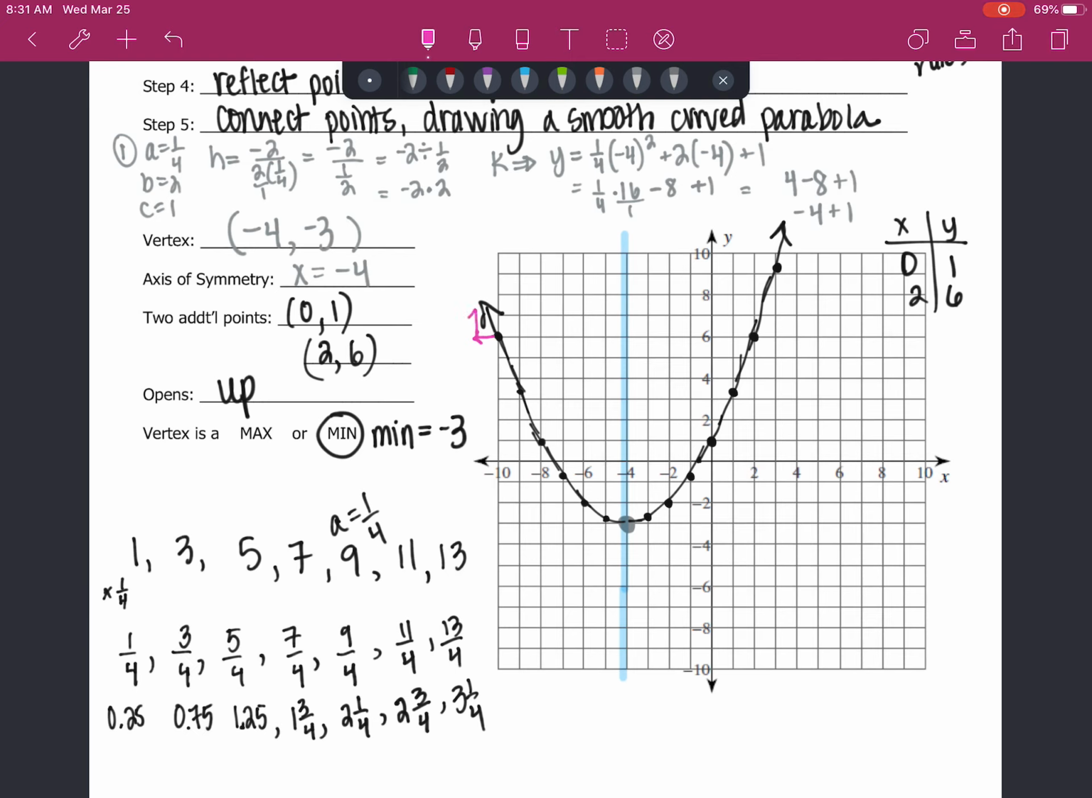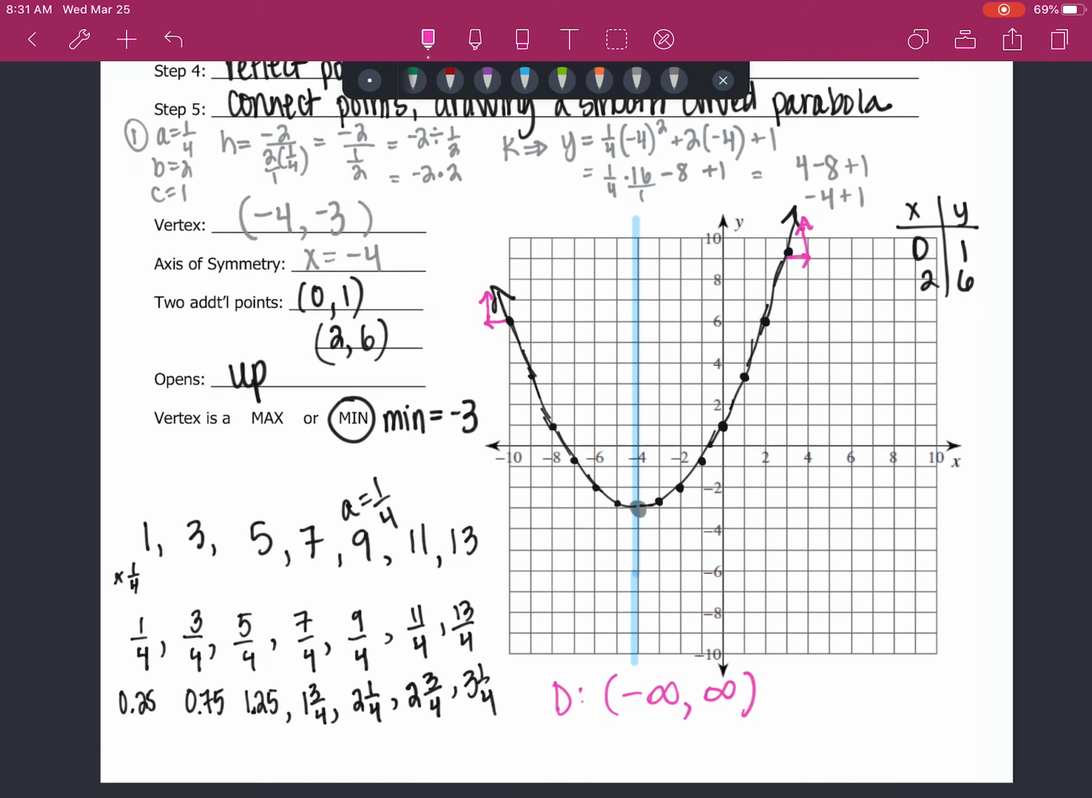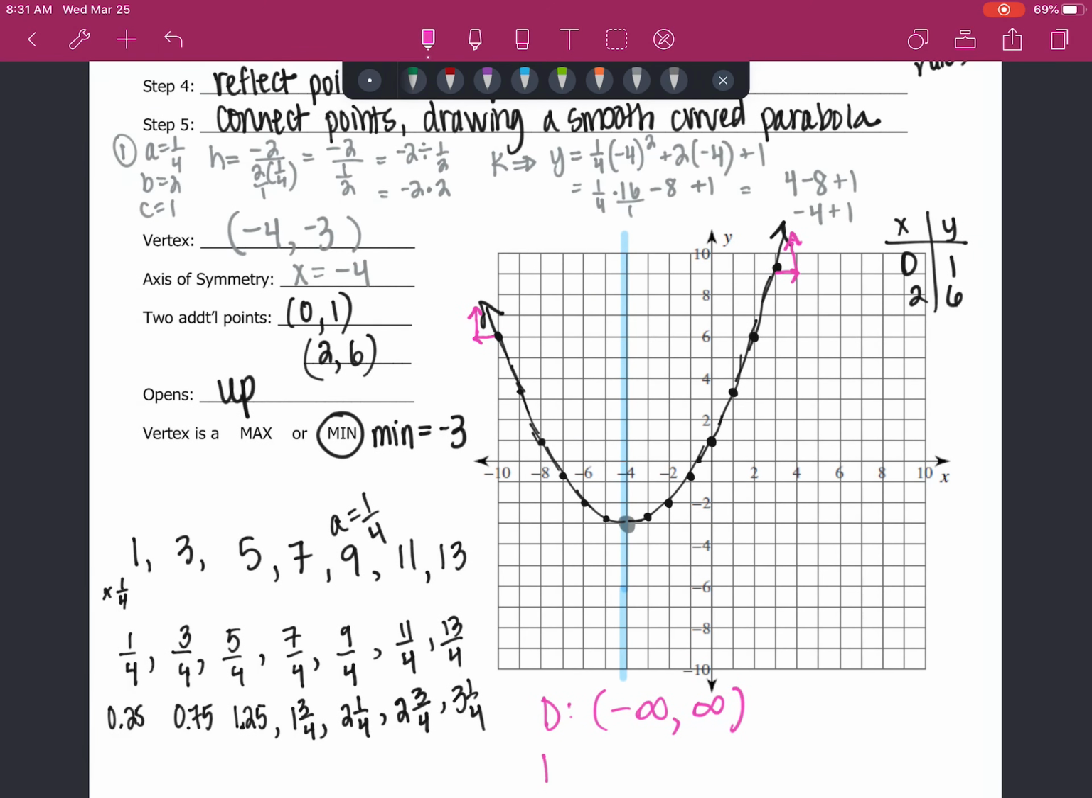So this graph continues to go to the left forever and up forever. So left forever has to do with the domain. Left forever is negative infinity. To the right, it goes right forever and up forever. Right forever is part of the domain. That gives us negative infinity to positive infinity.